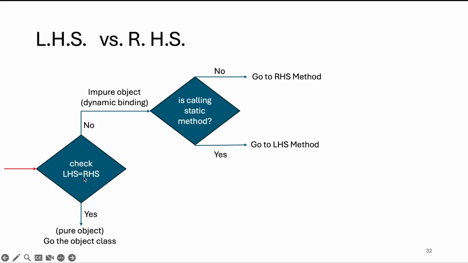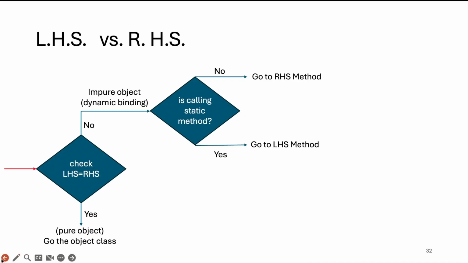Once you create an object, check whether the left hand side class name and the right hand side class name are the same or not. If they are the same, you can think of it as a pure object because the LHS and the RHS are the same. So you think of a pure object and simply follow the basic binding practices. There is no binding that happens between parent and child. So simply call the respective class function and complete it.